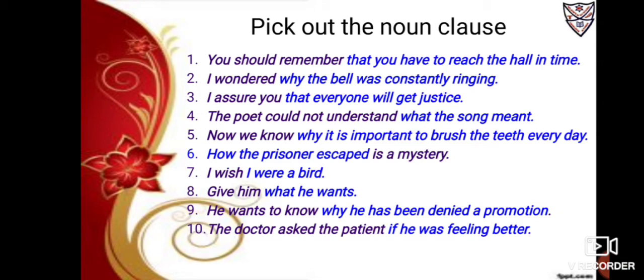So sometimes, as I've told you, it could be introduced with other conjunctions or words like what, why, sometimes even where. How the prisoner escaped is a mystery. What is a mystery? How the prisoner escaped. I wish I were a bird. Okay, or you could say I wish I were a bird. So "I were a bird" is a noun clause. Give him what he wants. So this is a noun clause.